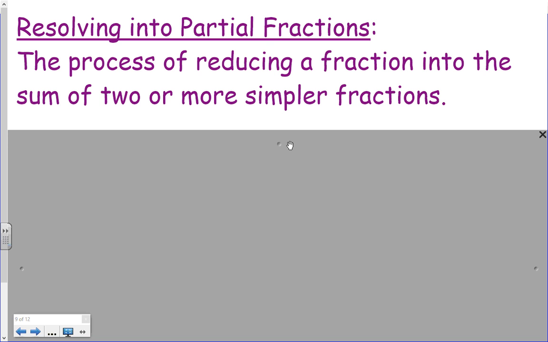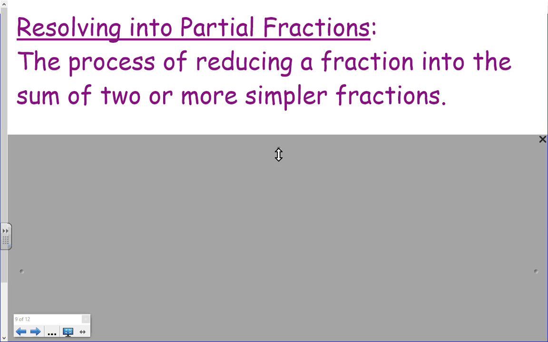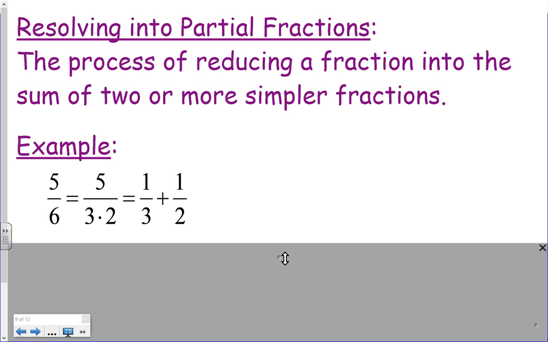So the partial fraction decomposition, or resolving into partial fractions, those mean the same thing. It's the process of reducing a fraction into the sum of two or more simpler fractions, is the idea of partial fraction decomposition. So let me give you an example here from our rational numbers first of all. If I gave you the number 5/6, I could resolve this into a couple of simpler fractions, or the sum of a couple of simpler fractions.